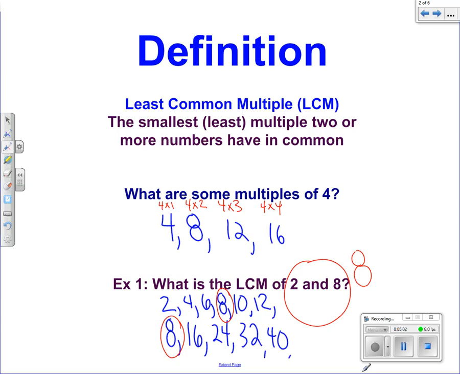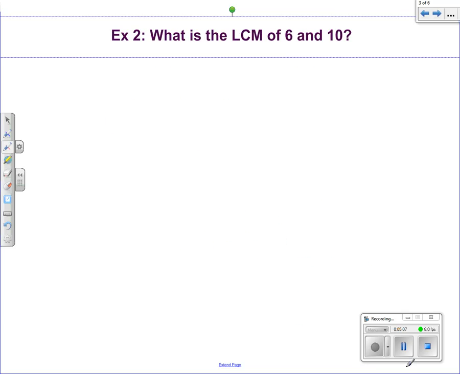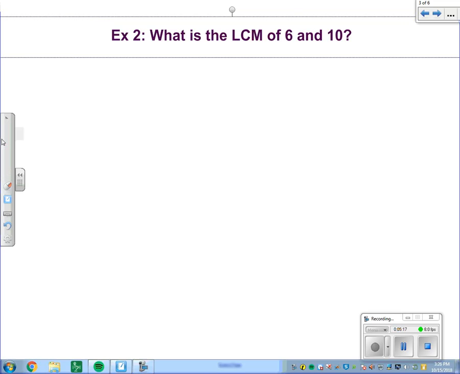Okay, what is the LCM of 6 and 10? Just take a minute to think about those numbers. Do you know what the LCM is off the top of your head? That's okay if you don't. No worries. We're going to list out multiples of 6 and multiples of 10, and hopefully we can find the solution to this mystery. We've got to crack this case.